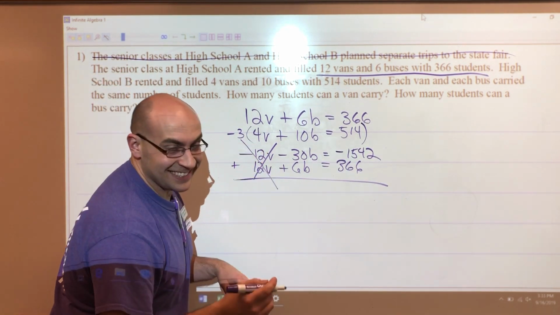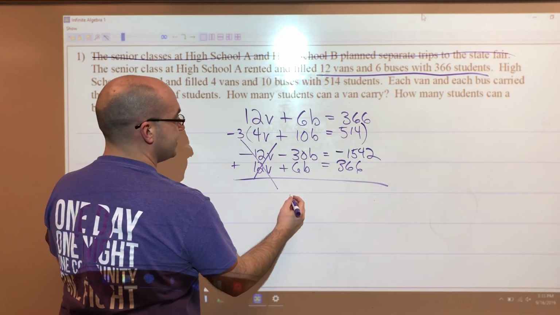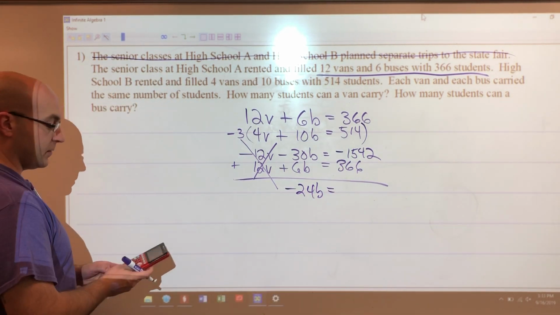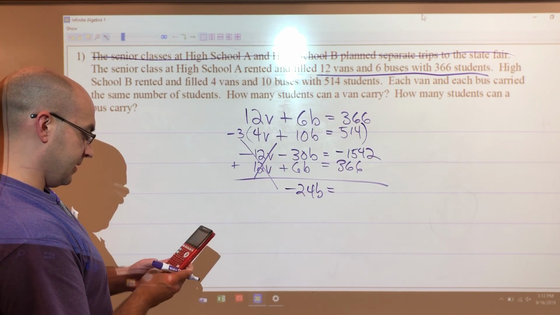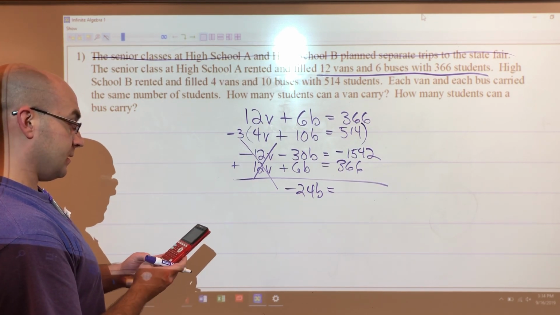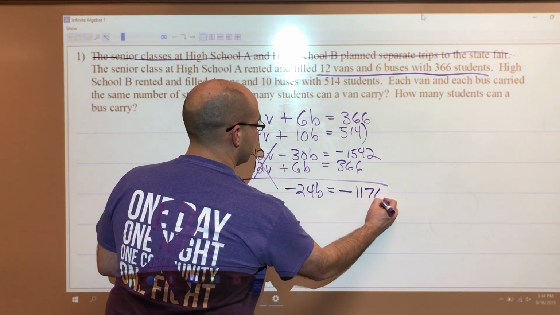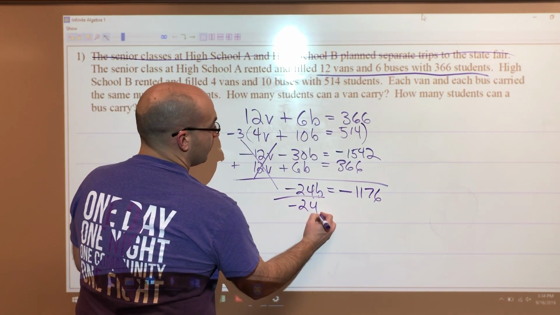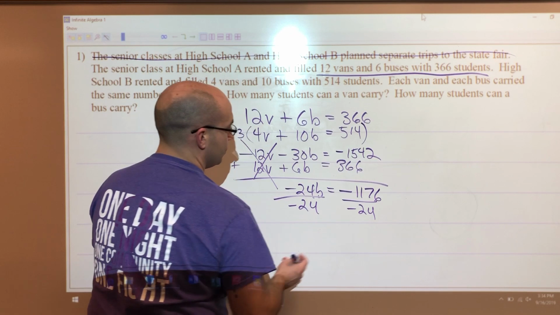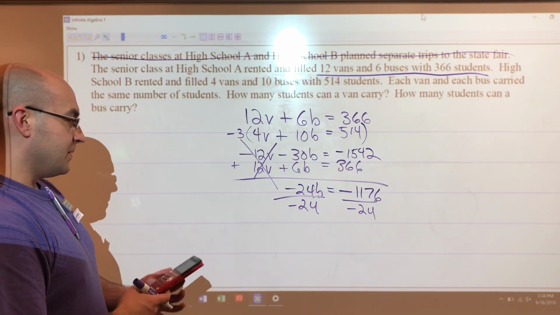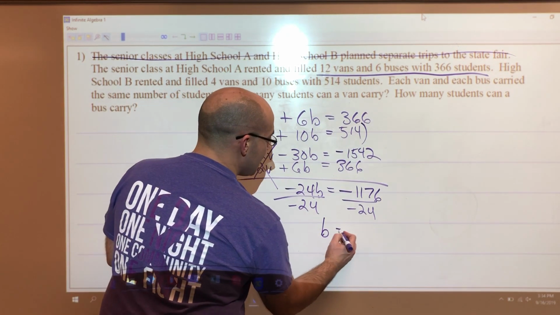This eliminates, which is, by the way, why we use the elimination method, okay? Because it's eliminating, right? Negative 30 plus 6 is negative 24B. And that's going to equal, now this one I need a calculator for. 1542 minus 366 is a negative 1176. Then I'm going to divide by negative 24 on both sides. These numbers are huge. This is right. This would be really bad if it was wrong. 49. So B equals 49.